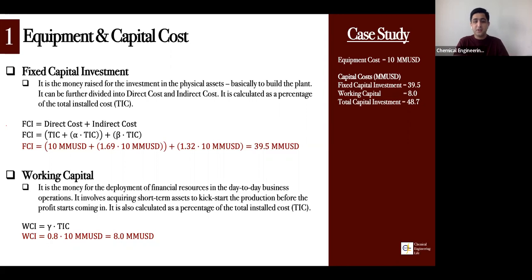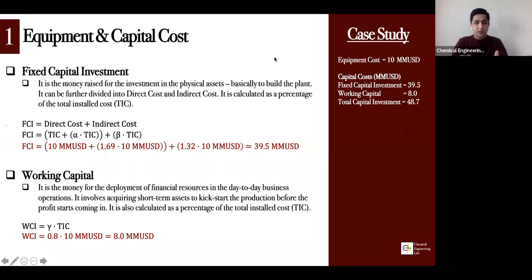Then we have something called an indirect cost. The indirect cost is all the money that is required for the production, but it's not actually being used within the physical assets. For example, it could be legal fees. It could be your contractor fees. It could be security. All the administration cost of making sure that your plant gets built needs to be covered by your indirect cost. And your direct cost is something that covers the literal building of your facility.